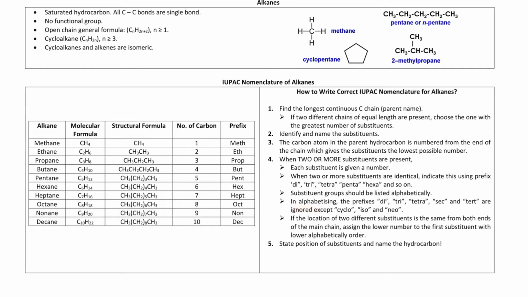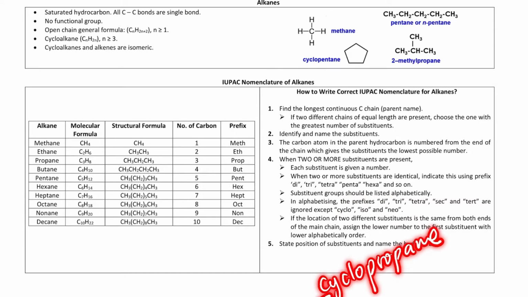Okay, and then in alphabetizing, the prefixes di, tri, tetra, sec, tert are ignored. Okay, ingat tak tadi saya cakap, kalau macam ada 2 substituent yang sama, we will use the word dimethyl. So, dekat sini, dalam nak determine dia punya alphabetical order, kalau the prefix di is used di depan, kita tak tengok D, tapi kita tengok M. Okay, so sama jugalah tri. Kalau trimethyl, bukan tengok T, tapi tengok M. Okay, tetra, sec, tert pun sama.